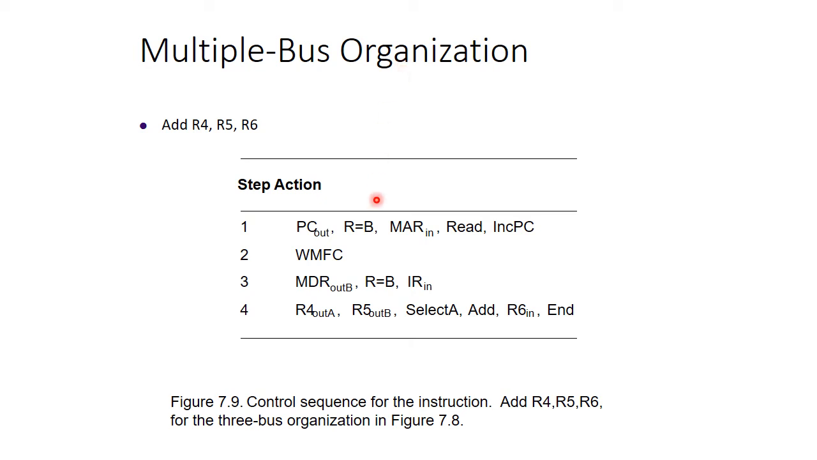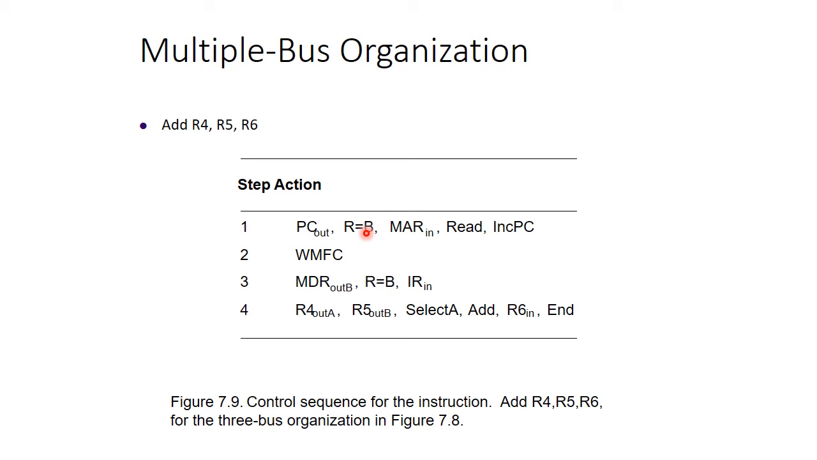In this slide we can see the advantage of multiple bus organization. We will discuss add R4, R5, R6, that is one addition operation. The content of R4 is added with R5 and the resultant data is stored in R6. For the execution of this instruction using a single bus, we need more instruction steps and more time cycles to complete this task because we have only a single data path. But in multiple bus organization, we have multiple data paths.